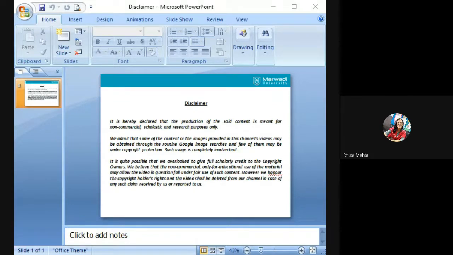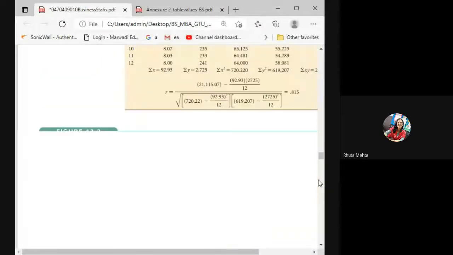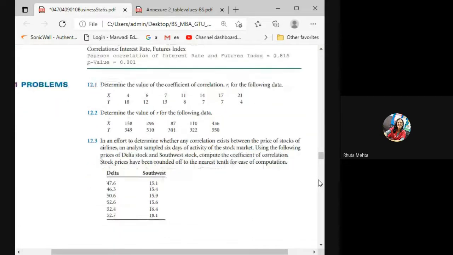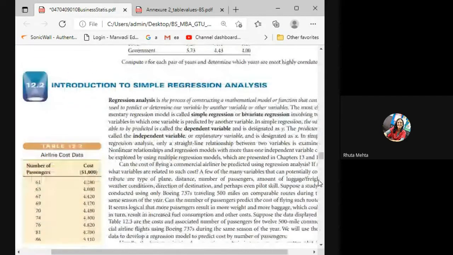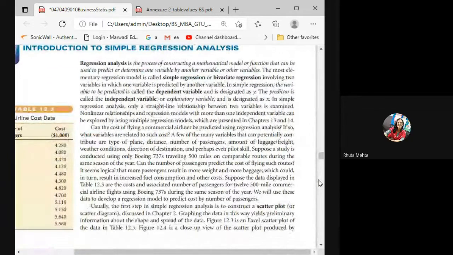Okay, so good afternoon, all. Can we start? Yes, ma'am. So I think we started by understanding what is regression. Okay, let me share the book again and we'll continue. I hope the book is visible to all. Yes, ma'am.